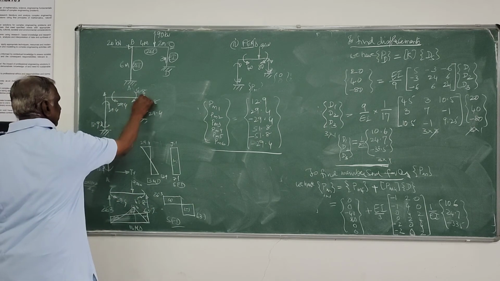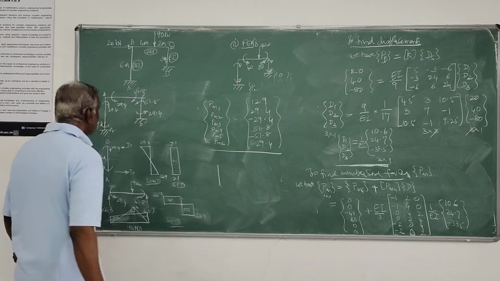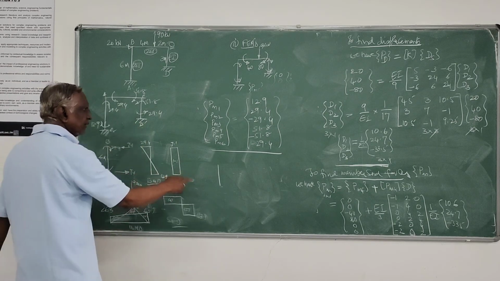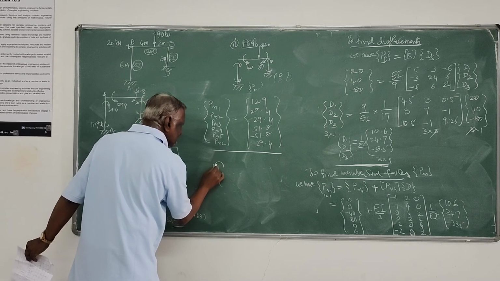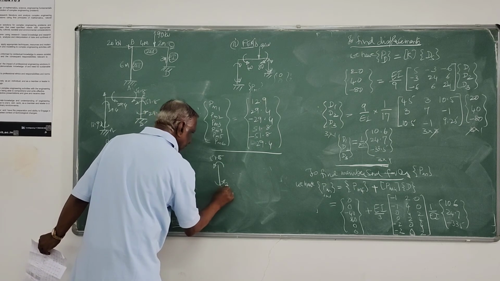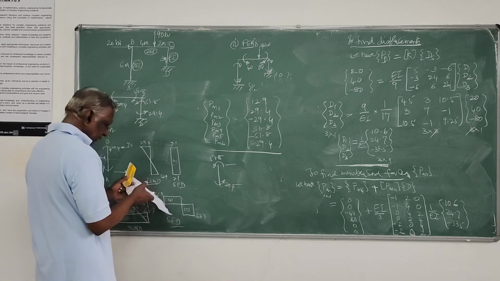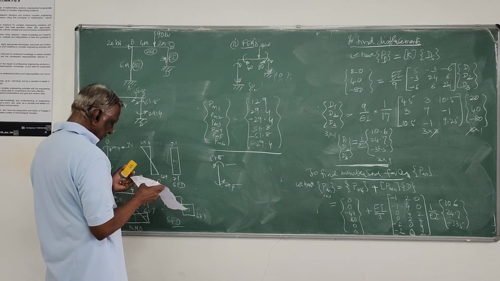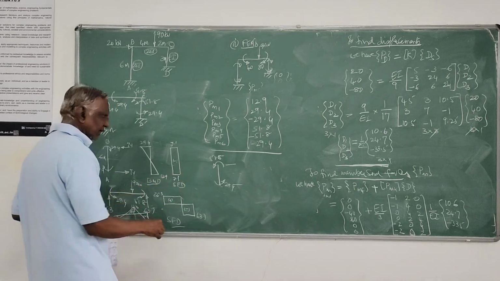And lastly, member CD. You can plot it. For CD, we have these moments. Here it is anti-clockwise, 51.8. Here it is anti-clockwise, 29.4. Here the reactions, you can find out the reactions. So you can find out that particular reaction.